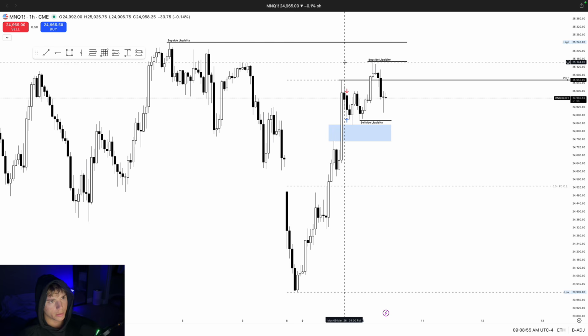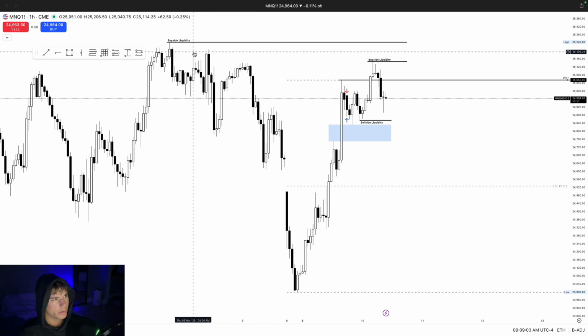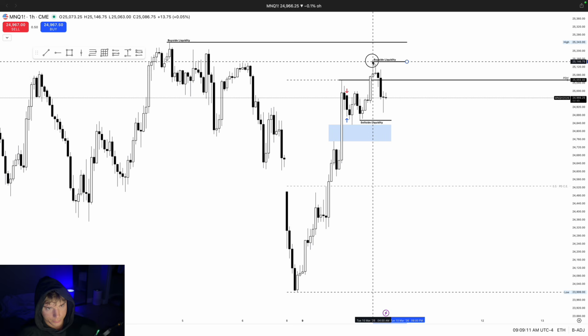Let's see what else we have. This high is higher than this high. Let's see. High 25,206.50, 25,208. Yeah, so this high took out that. So this is going to be our higher time frame buy side.